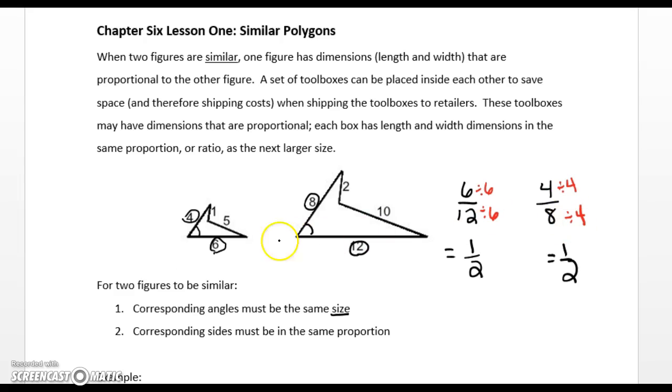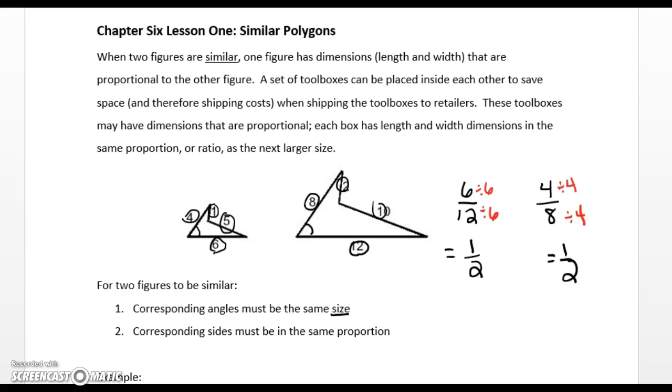If we really want to do this fully and really prove that these two shapes are similar, I'd have to find the proportion of this side on the top right and then this diagonal side here as well. But if you were to go and do the math, you'd find that you would get 1/2 or 0.5 for all of those sides.